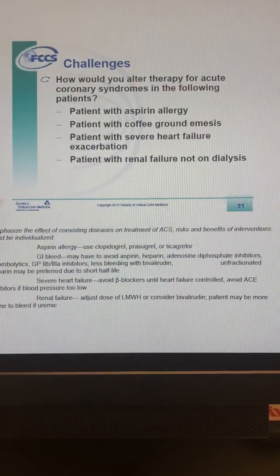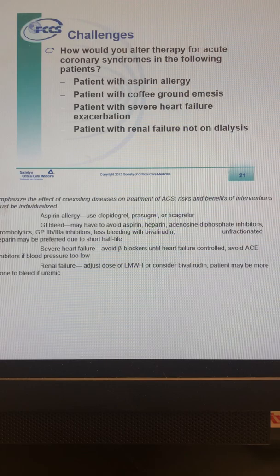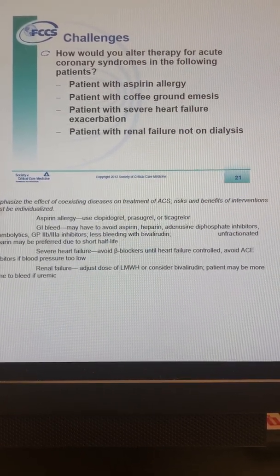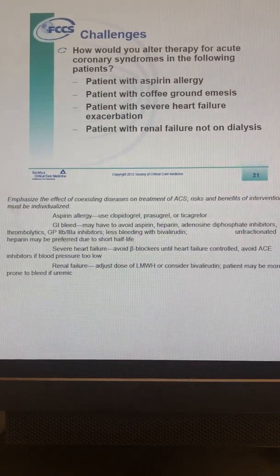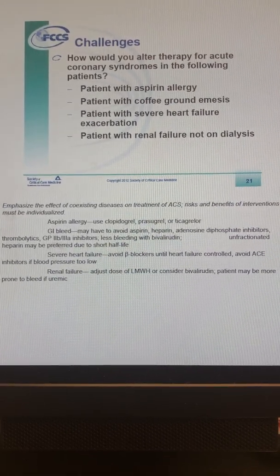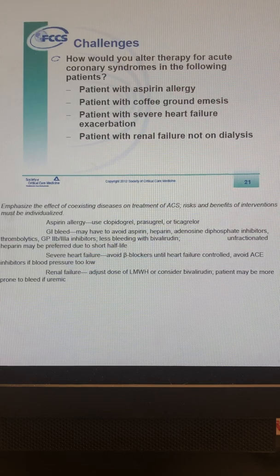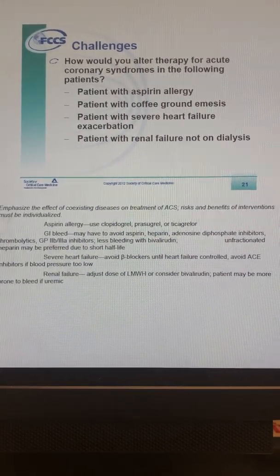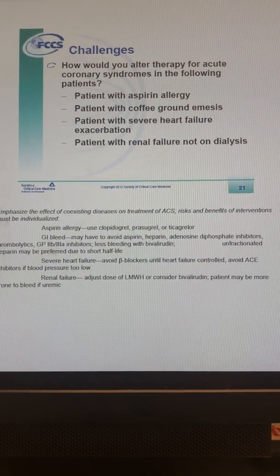All right. So what are some of the challenges that we have to consider? We talked about the aspirin allergy. If the patient has aspirin allergy, you could put them on Plavix, okay? Or Brilinta, obviously. What if they have coffee ground emesis? What do you do about that?